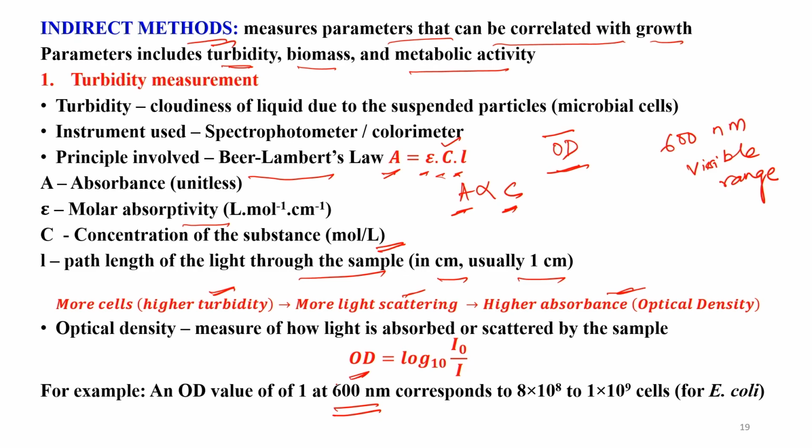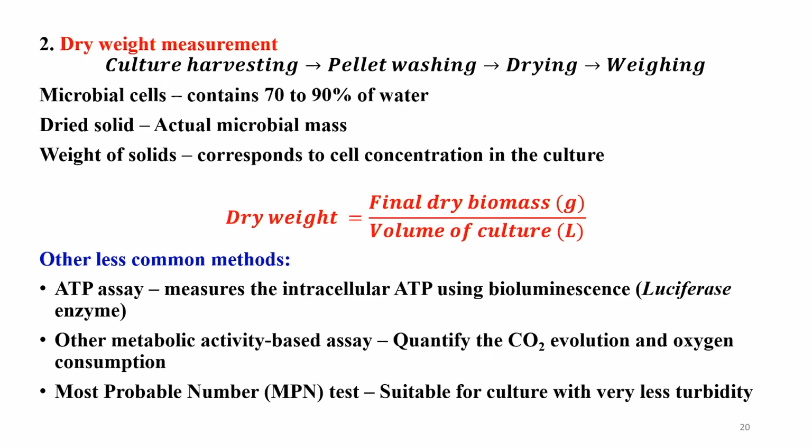So, we measure the optical density, which is defined as log I naught upon I. The typical value of OD, we say OD 1 at 600 nanometer, means there are close to 10 to the power 9 cells of E. coli. It may vary for different strains, but typically we have a correlation between optical density and the number of cells.